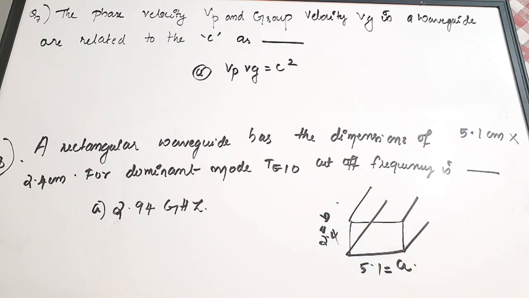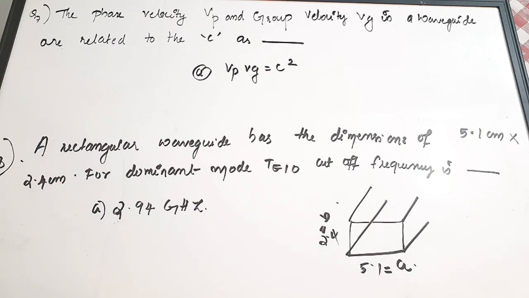When somebody has studied rectangular waveguide and says that this is A, this is B, you should always know that A is the wider dimension, B is the narrow dimension. So this A value is given as 5.1 centimeters and B is given as 2.4 centimeters. Now, what is the question? For dominant mode TE10, this thing also we have discussed. For a rectangular waveguide, the dominant mode is TE10 mode. The cutoff frequency is dash. The dominant mode is the mode with the lowest cutoff frequency.